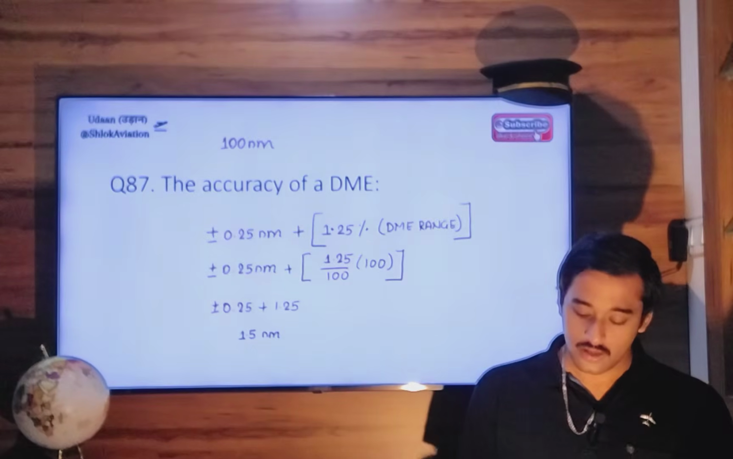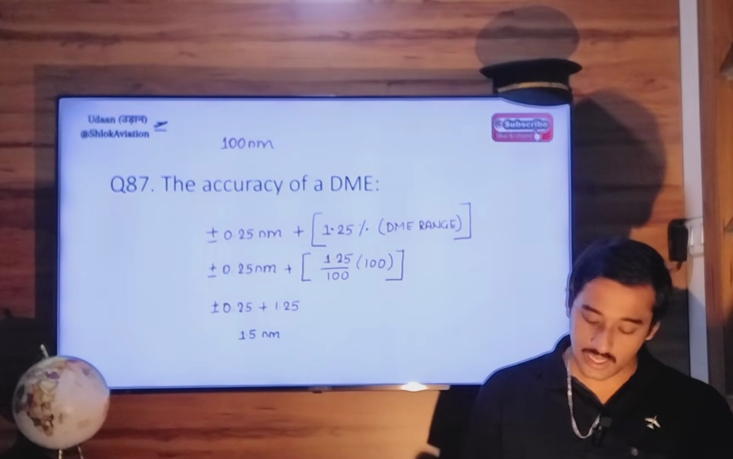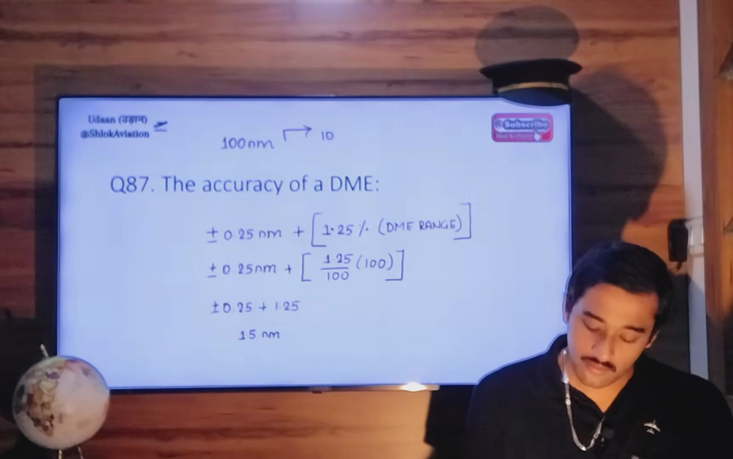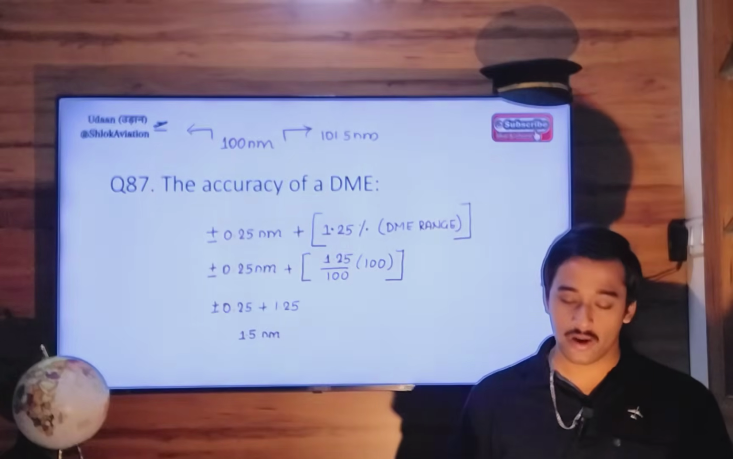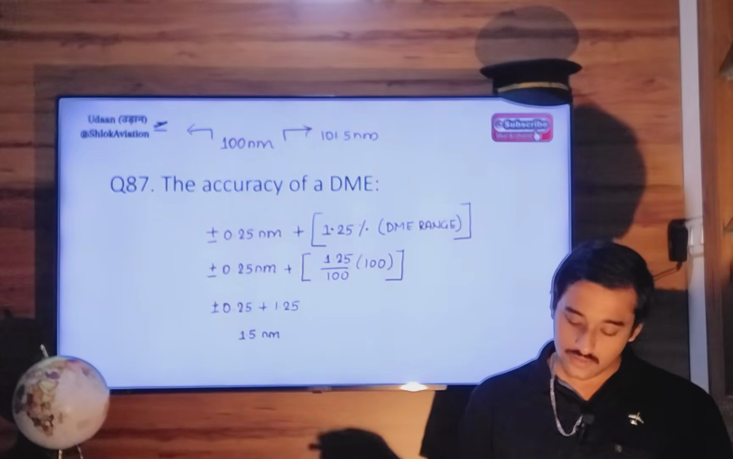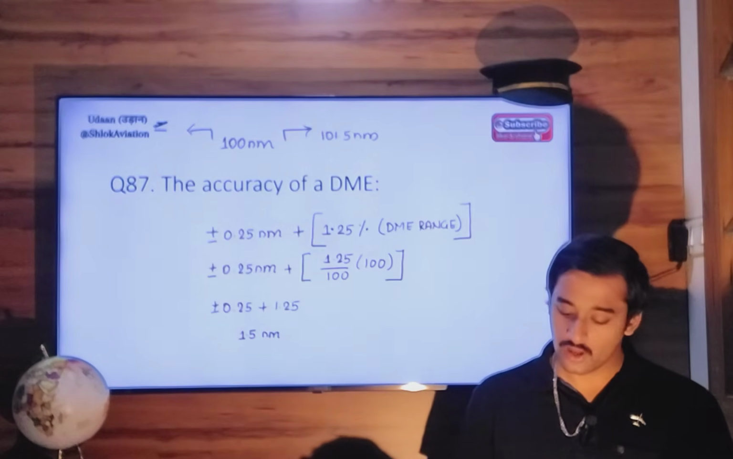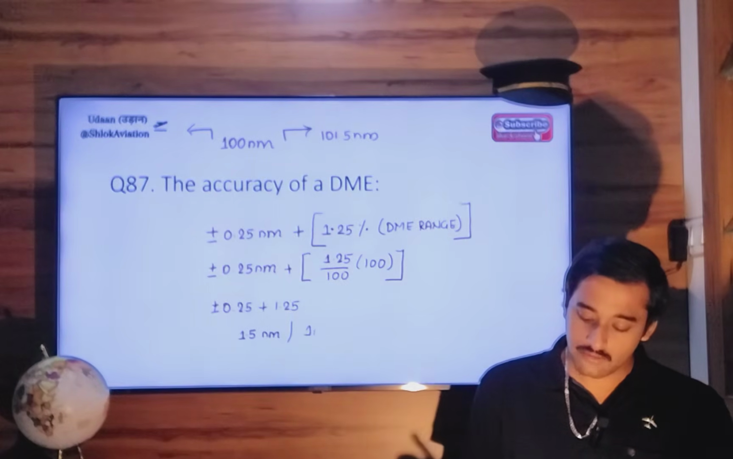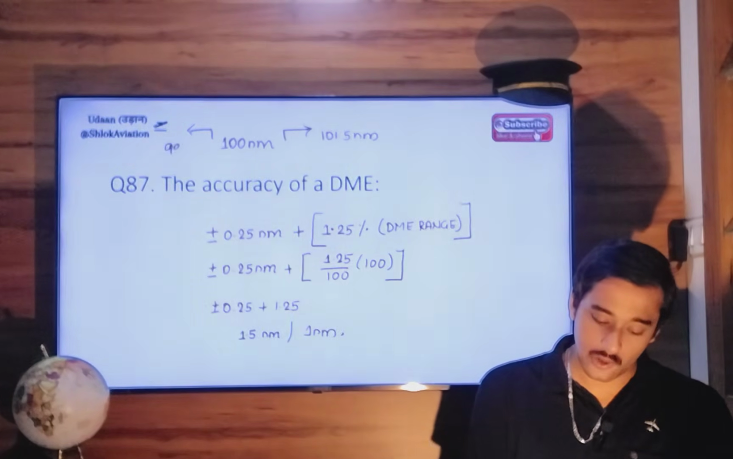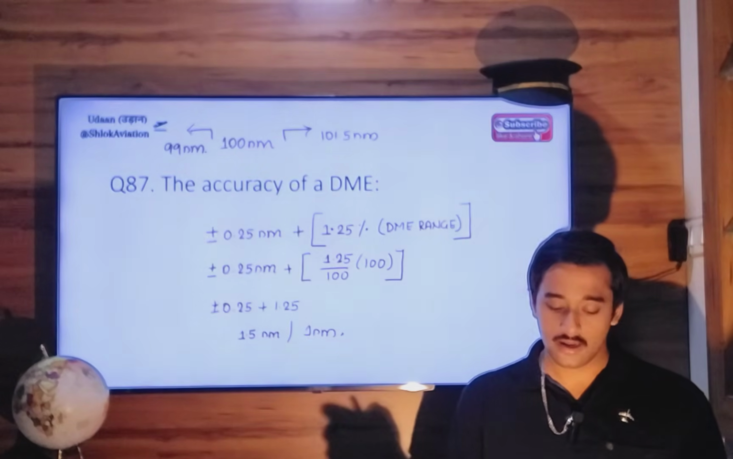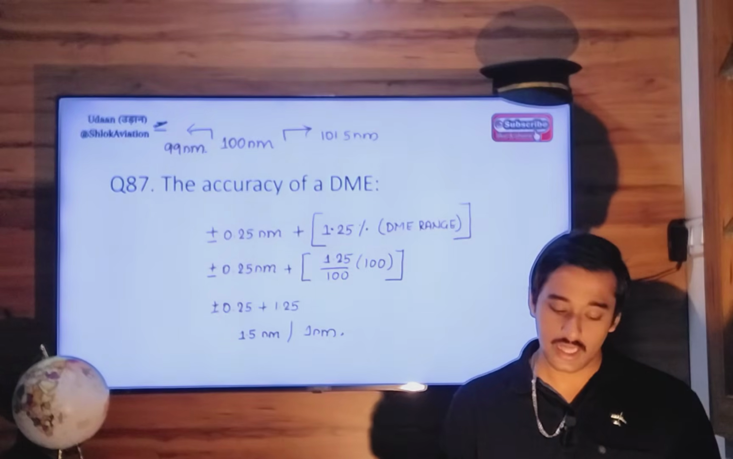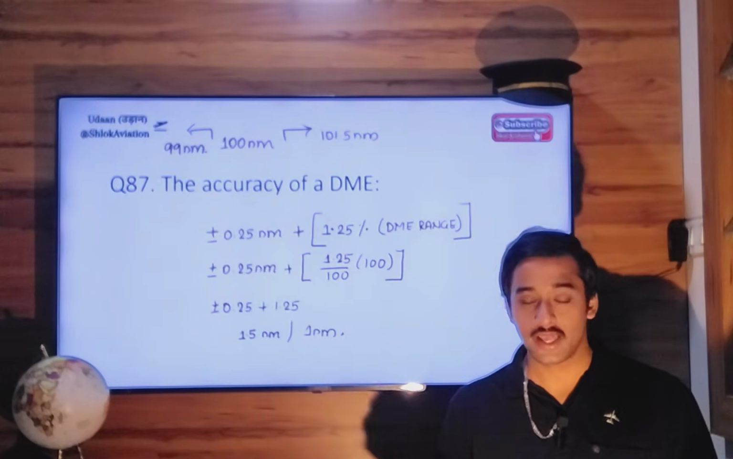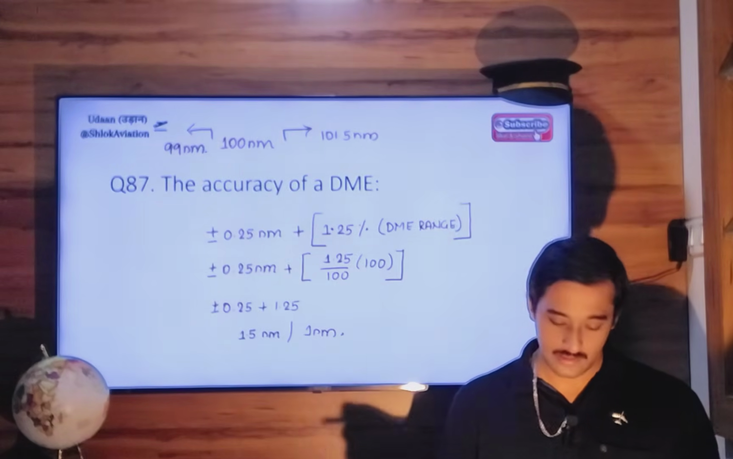So the system can show an accurate 100 nautical miles, or it can show 101.5 nautical miles, or 1.25 minus 0.25 is 1, correct? It is 1 nautical mile. So in that case, minus 1 nautical mile, so it can show 99 nautical miles. So the room of error is between 99 nautical miles and 101.5. Any value between these two values is acceptable. Any value exceeding them will be unacceptable.